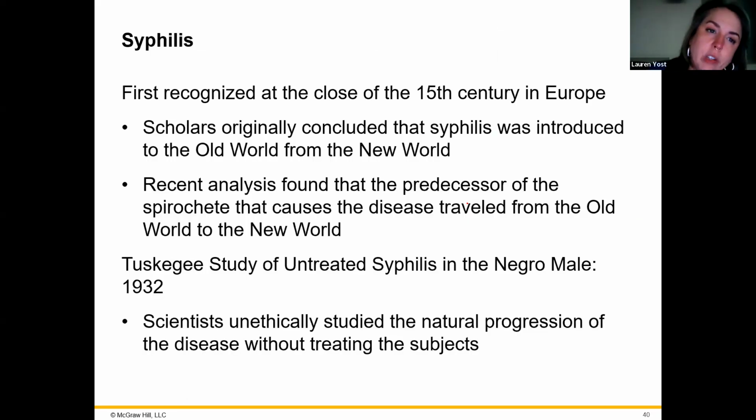All right, next is syphilis. Super old disease, been around for a very, very long time, basically as long as sex has been around. And it's well known for the dementia that it can cause, as well as the disfigurement that it is associated with. In the 30s, there was something called the Tuskegee study of untreated syphilis in the Negro male.